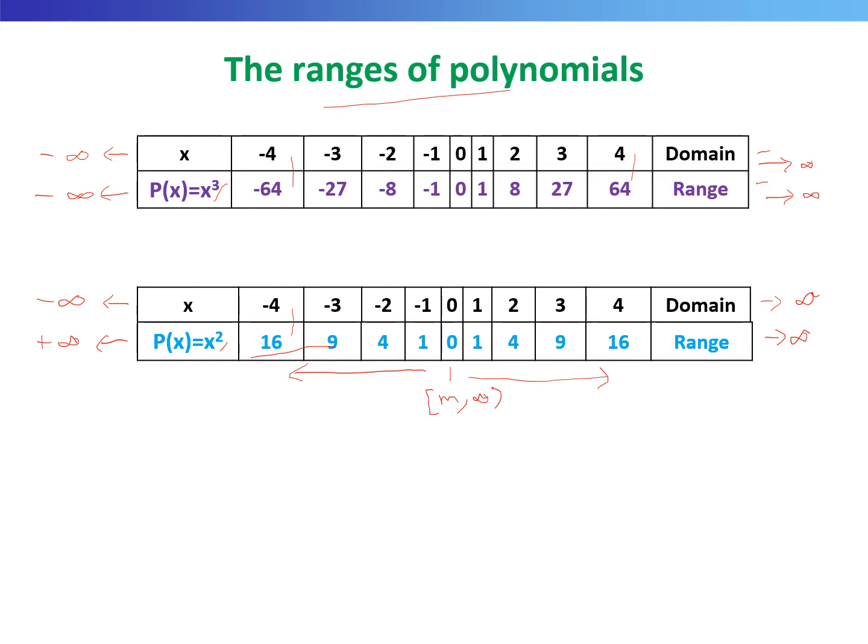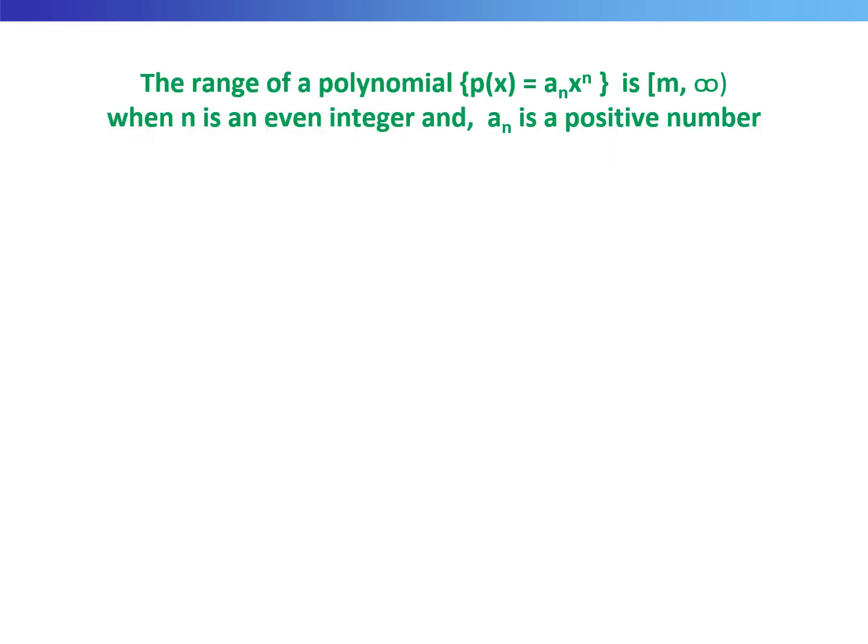So this is the range for a polynomial with even degree and also with a coefficient that is positive. That's it for this part. Let's continue analyzing the polynomial from a different angle. The range of a polynomial of the form p of x equal to a sub n x to the power n, that means a polynomial with one term, will be from lowercase m to infinity, where lowercase m is the absolute minima.